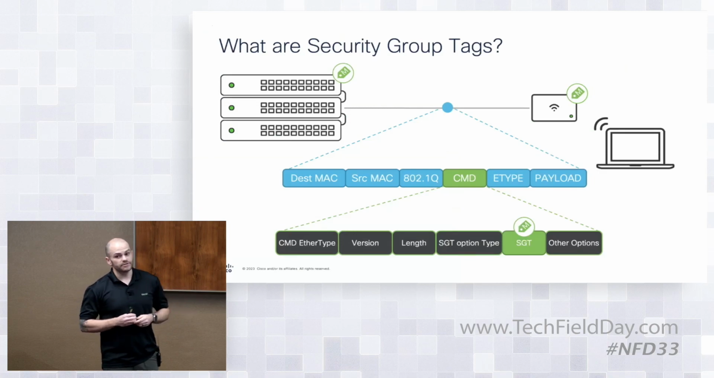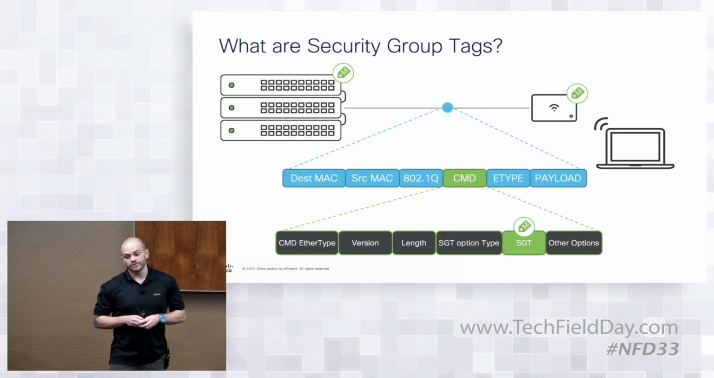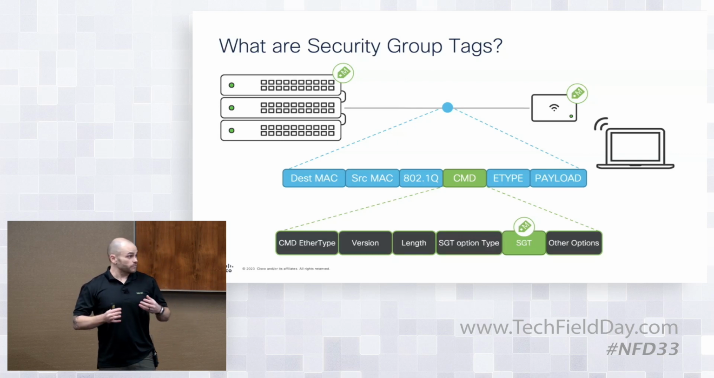It's the CMD header. So if you look at a packet capture, there's a new layer in there. And this allows us, as I said, to attach that grouping to every packet coming from a user. And we share these over the data plane between infrastructure devices so that we are able to provide a micro-segmentation outcome.